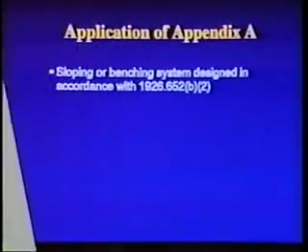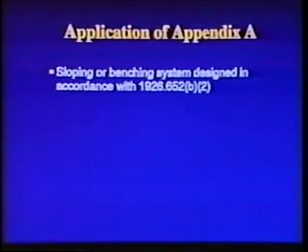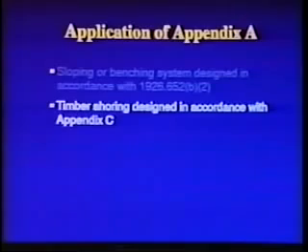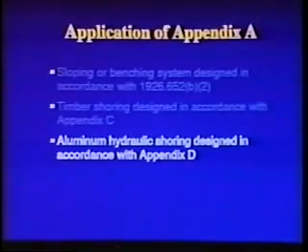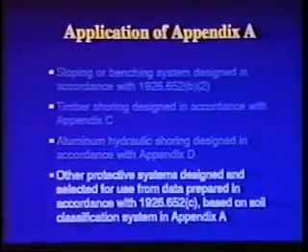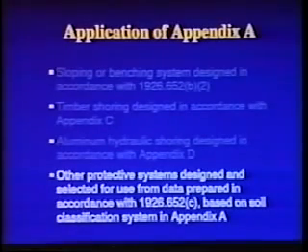This appendix applies when a sloping or benching system designed in accordance with the requirements of 1926.652(b)(2) is chosen, when timber shoring for excavations is designed in accordance with Appendix C of Subpart P, or when aluminum hydraulic shoring is designed in accordance with Appendix D. Appendix A also applies if other protective systems are designed and selected for use from data prepared in accordance with requirements set forth in 1926.652(c), and the use of the data is based on use of the soil classification system presented in Appendix A.